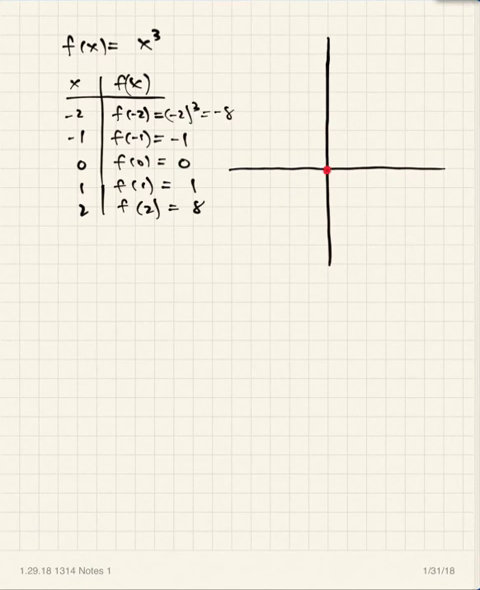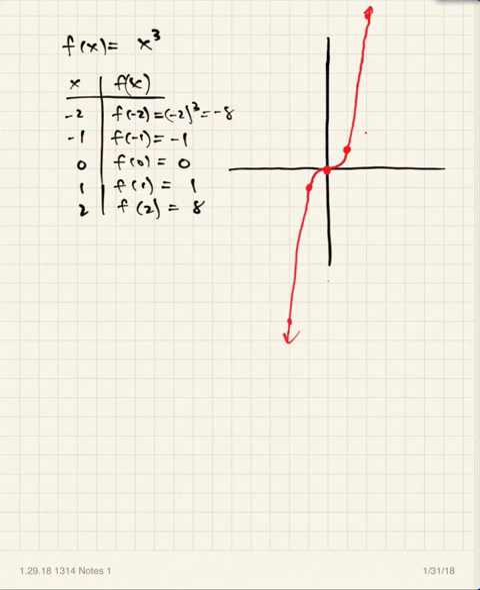You have 0, 0, you have 1, 1, you have 2, 8, way up here, you have -1, 1, and -2, -8, which is over here. And so you get a graph that looks like this one right here. It has kind of a little bend to it around the origin, and then it continues up like this. This is a graph that has symmetry with respect to the origin.